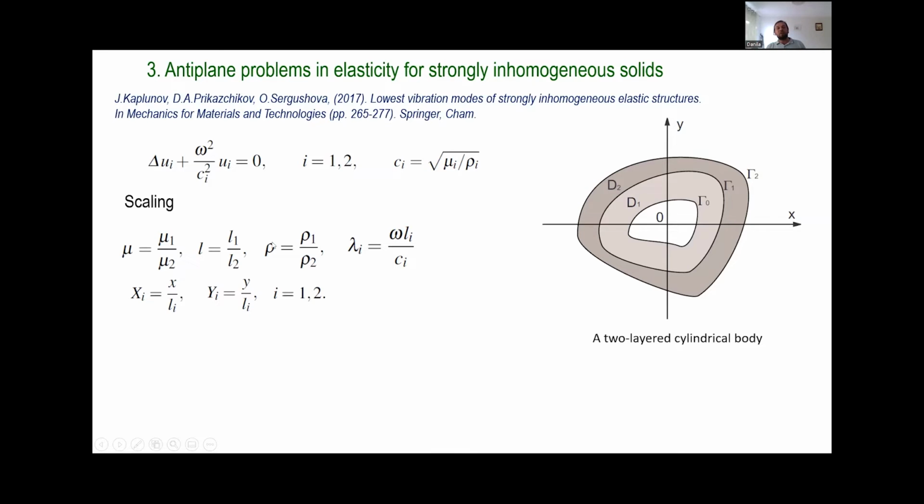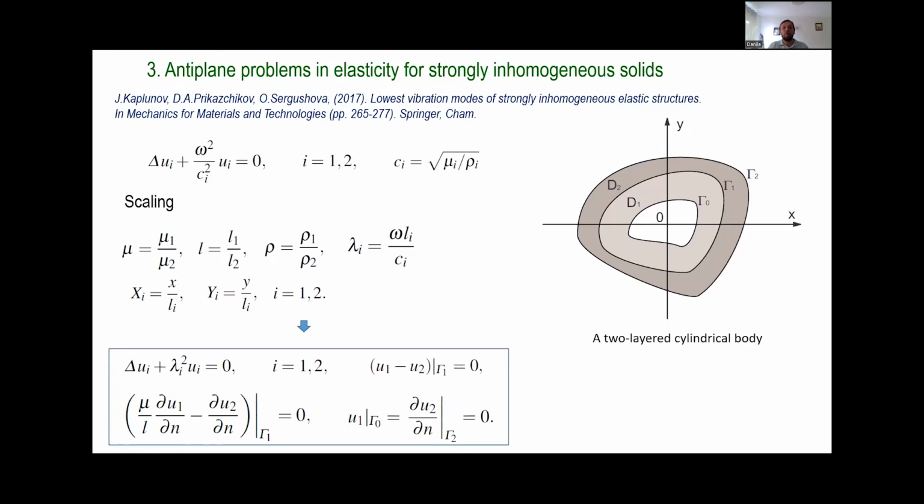Then we have a ratio of mass densities, rho. We have scaled frequencies, again lambda I, and we have scaled Cartesian coordinates. Okay, so that leads us to a formulation for this problem written in terms of the scaled variables. Just to point out that the delta here is a Laplacian in x, y, and delta there now is a Laplacian in terms of the capital X and capital Y.